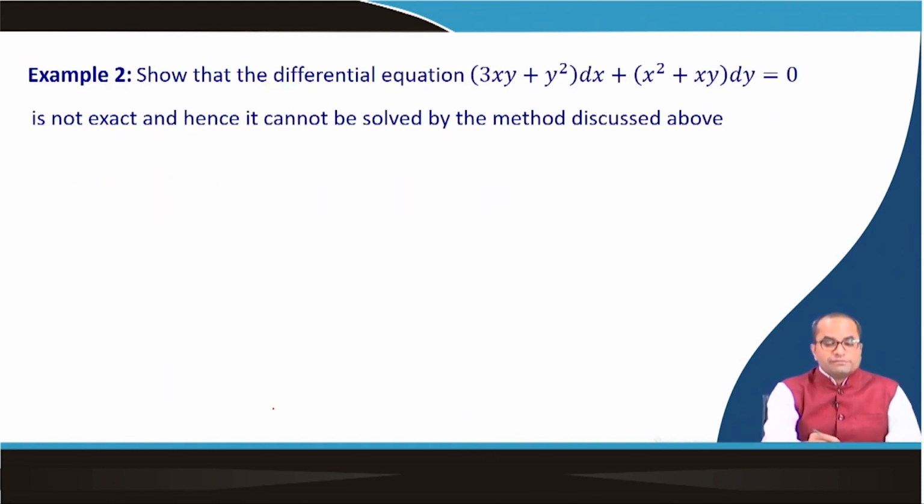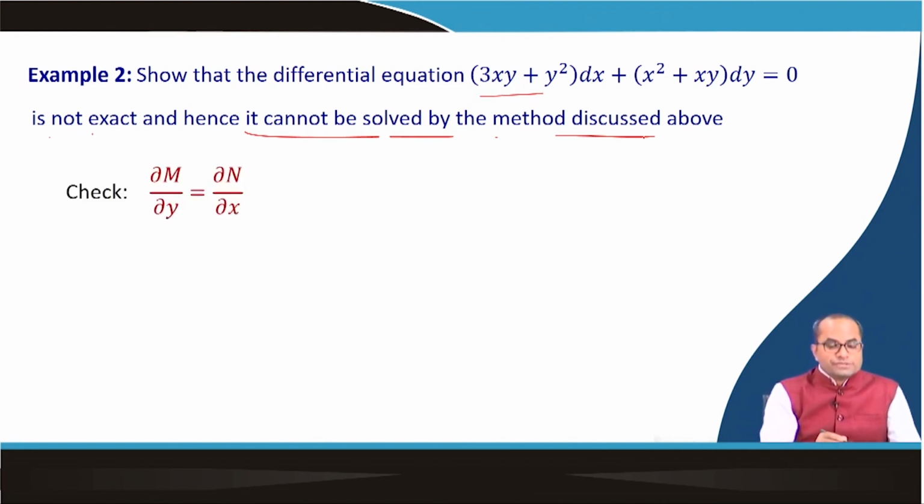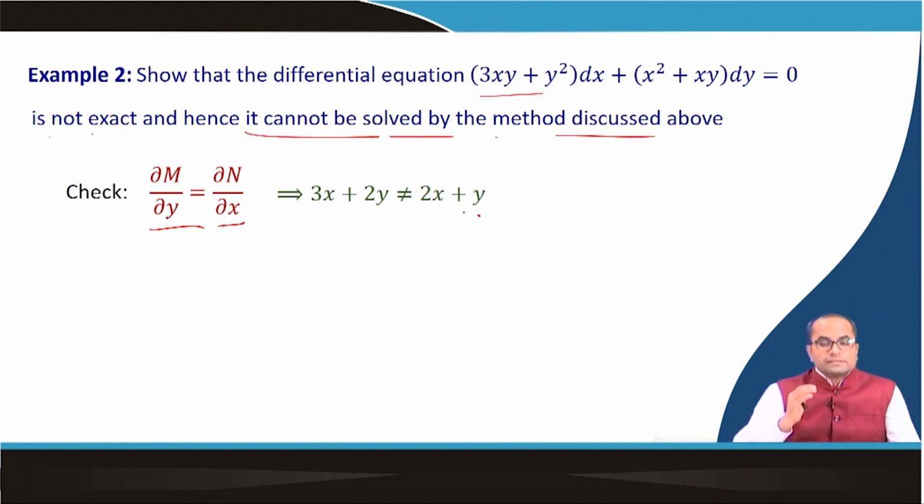Okay. So, here we will show that this differential equation is not exact, and hence it cannot be solved by the method discussed before. So, just to check, first del M over del y is equal to del N over del x, and we will realize that del M over del y is 3x plus 2y, and del N over del x is 2x plus y. So, these two are not equal, hence the given differential equation is not exact.